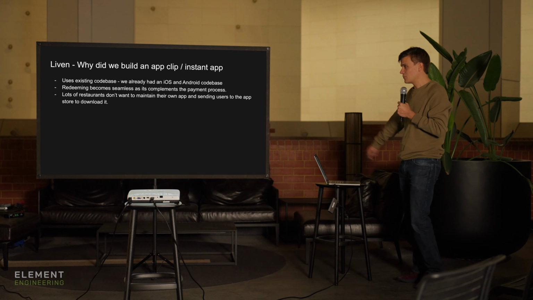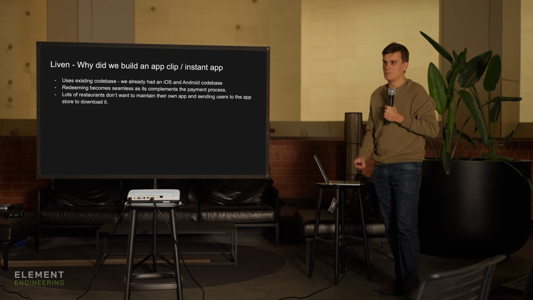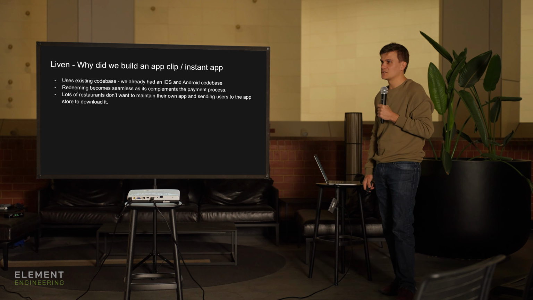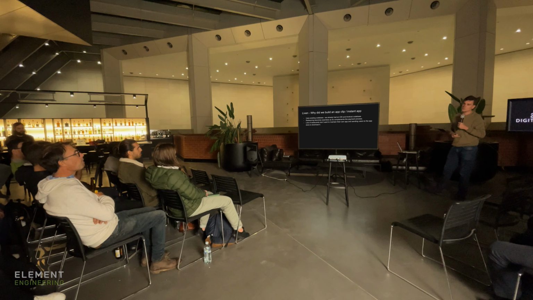So why did we build an app clip? We already had an existing code base. I thought it made sense at the time because it'd be easy, right? No. One of the reasons why I think app clips and instant apps haven't been picked up is because it's fairly complex to add to an existing code base. For Liven, lots of restaurants want their own app, but surprise, surprise, they don't want to pay for that, because we all know it takes maintenance, takes servers and all that sort of stuff.